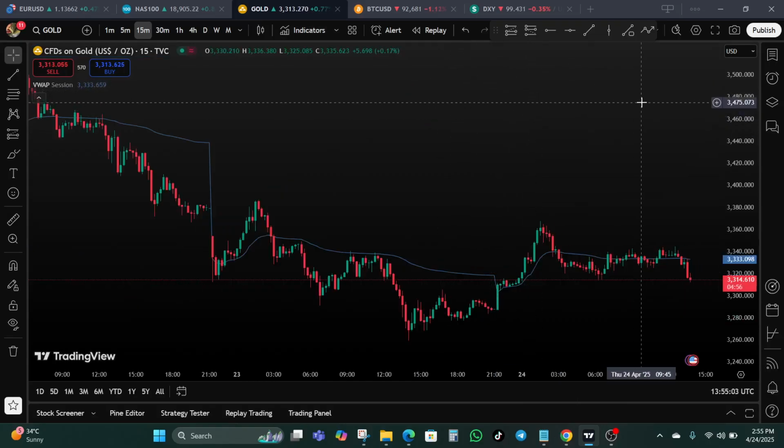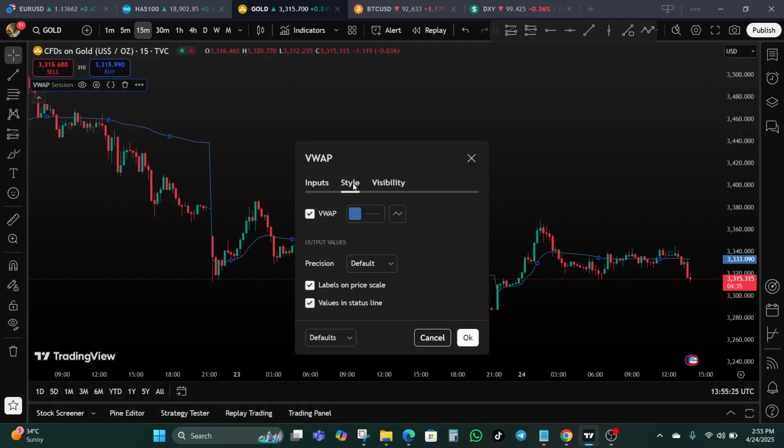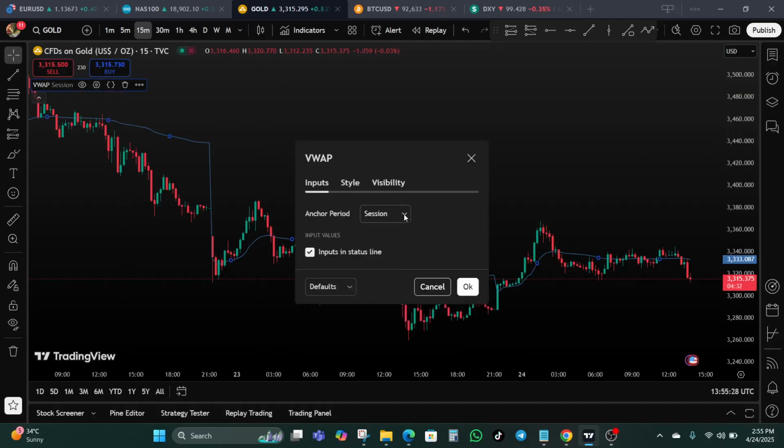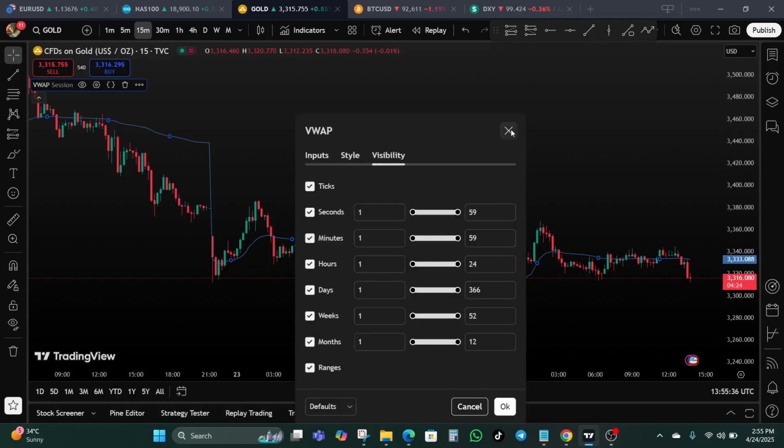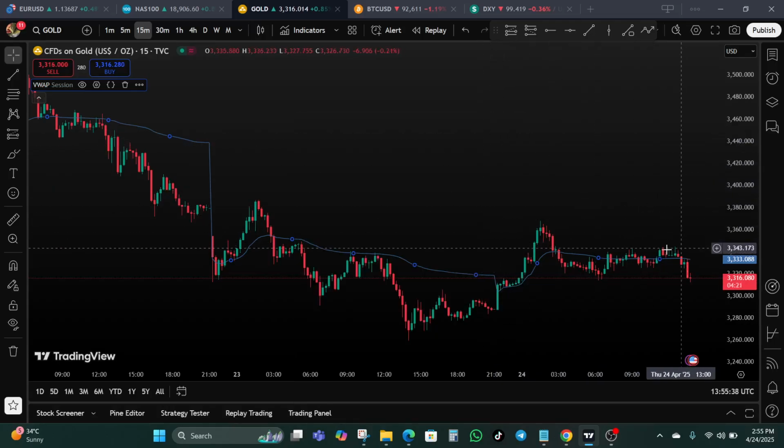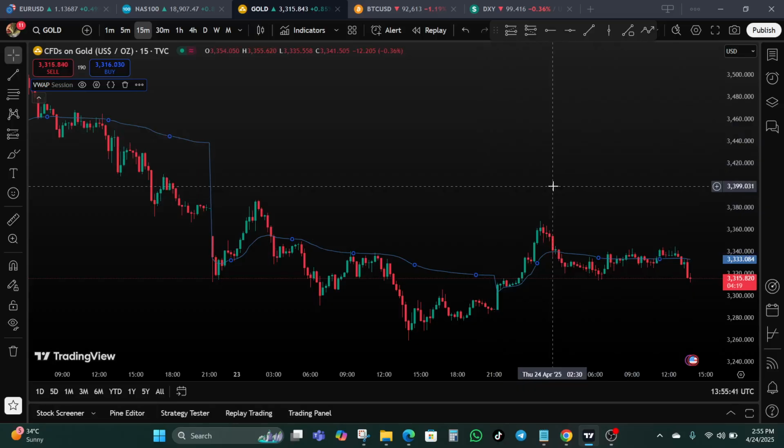Now this isn't your basic VWAP, right? You can anchor it to key session opens or major swing points. For gold, the London and New York opens are crucial. Anchoring VWAP there helps track real institutional flow. We're going to leave the anchor period on session, right? So when price reacts to these levels, you get cleaner setups with reduced noise.